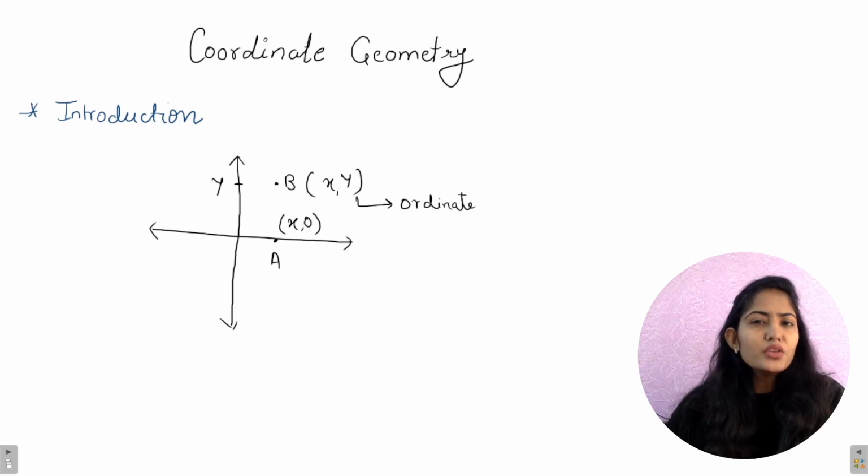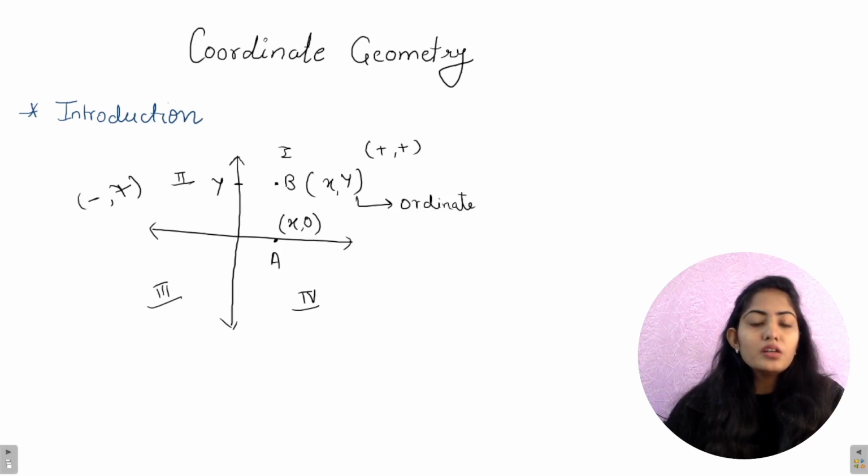Now we are going to discuss the formulas. First of all, you should know there are 4 quadrants. All the coordinates are positive in the first quadrant. In the second, because it is the x-axis, x will be negative and y will be positive.